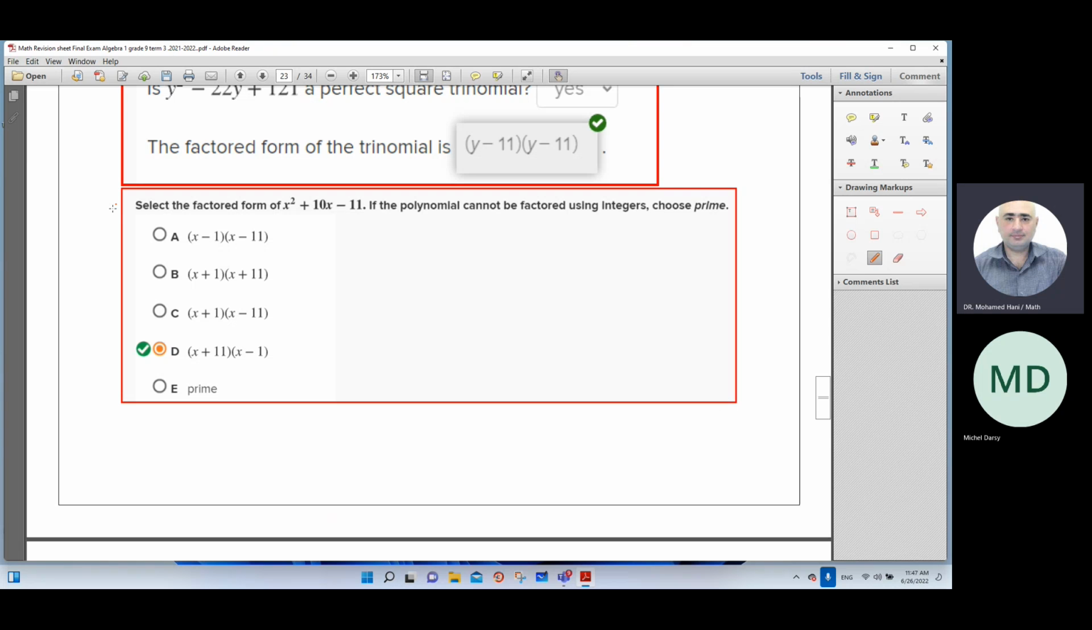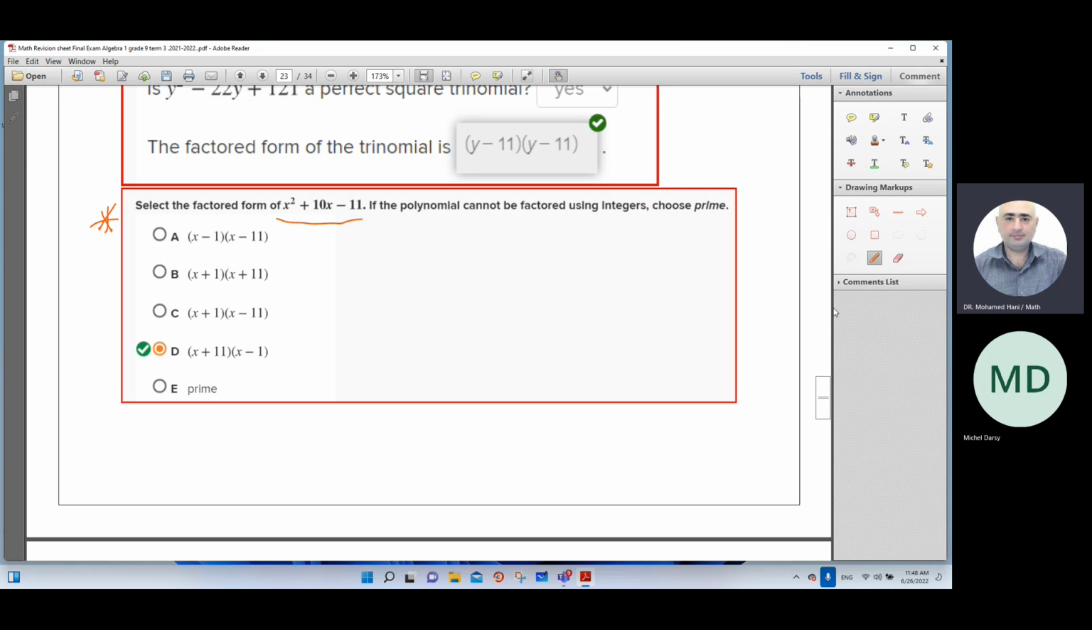And here, important: select here the factored form. We want to factor this form. Always the middle term represents the sum of the solutions, and the last term represents the product. So here we want two numbers. The product of them will be negative 11 and the sum of them will be 10.